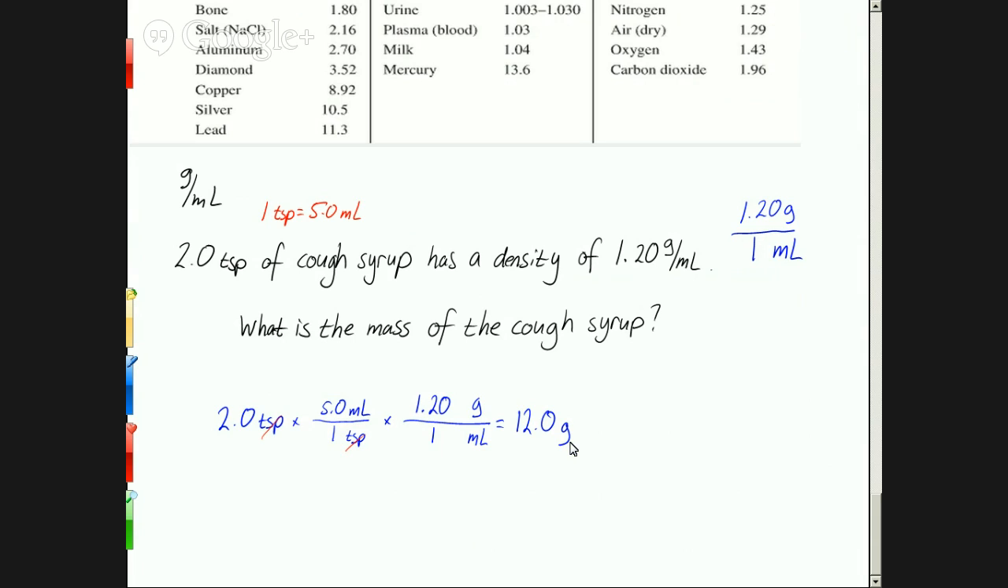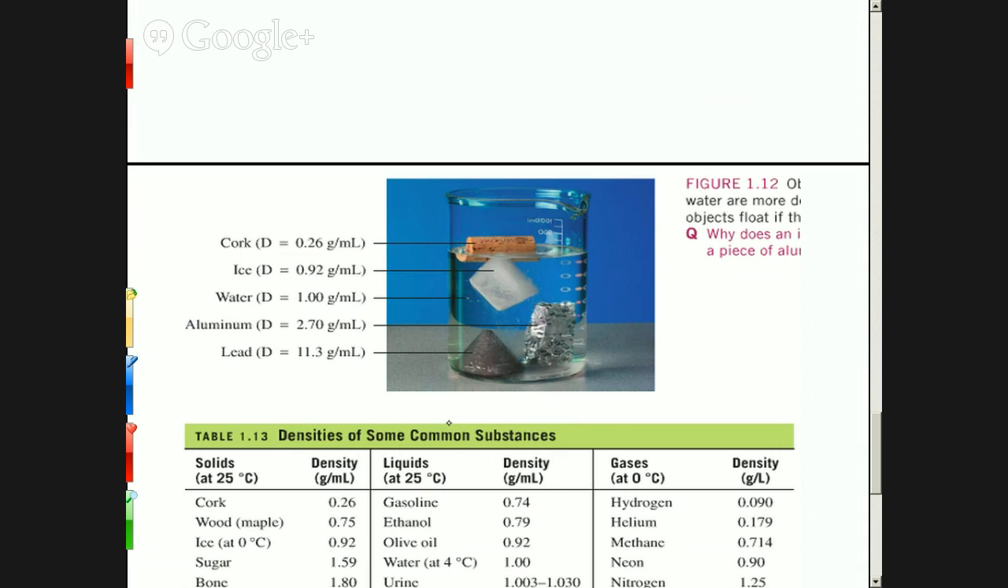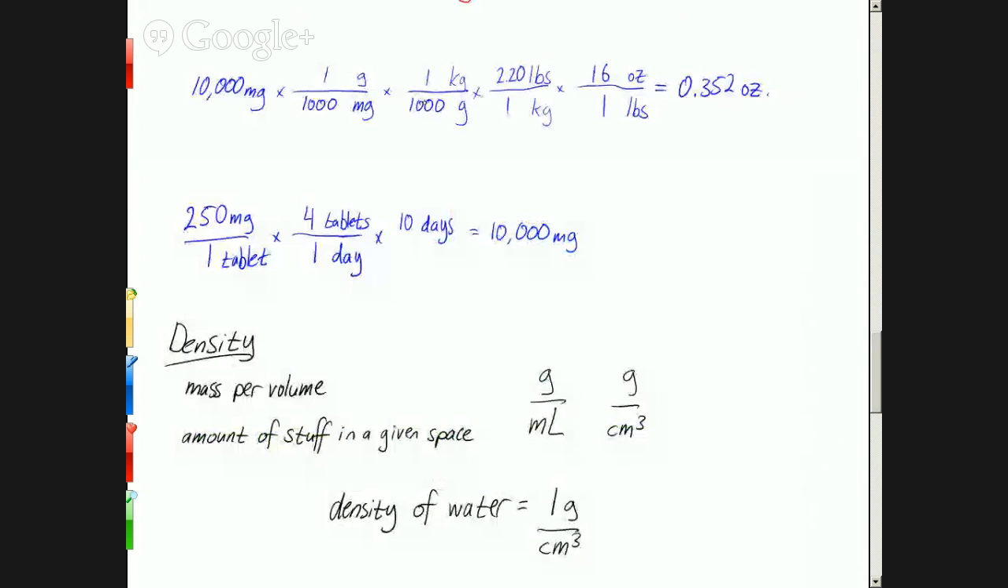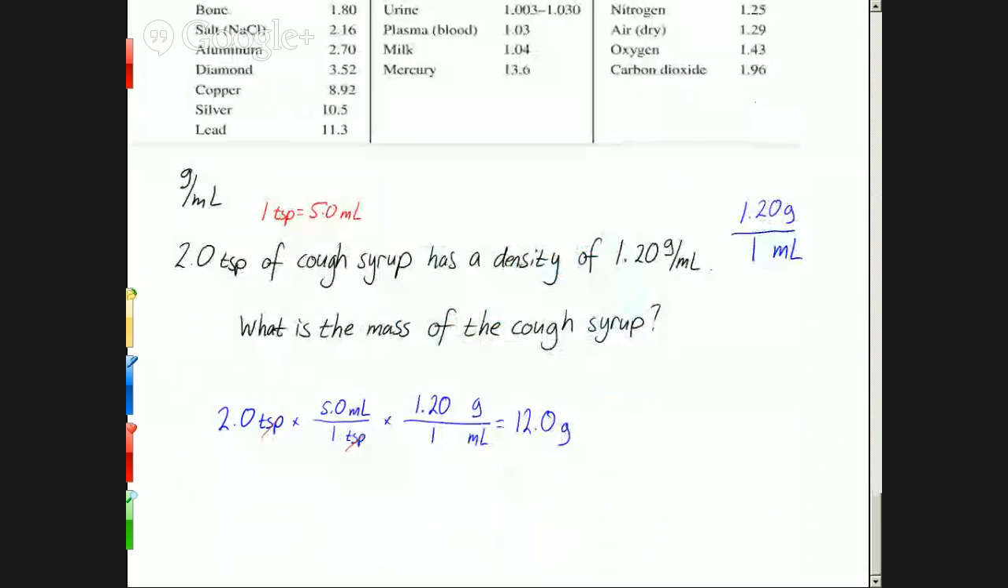So that's how we can use the density. Now, the important thing here, the thing that I really want you to look at, is that this problem is no different from the previous stuff. We're still setting up a string of multiplication that allows us to cancel certain units and be left with others. The only difference here is that one of those is a density that relates grams to milliliters rather than an identity that relates two of the same kinds of quantities to each other. All right, let's try another one.